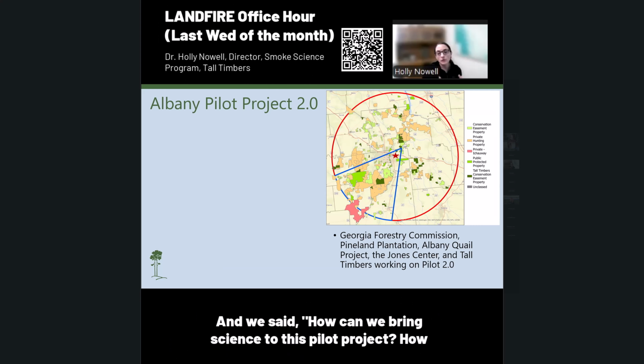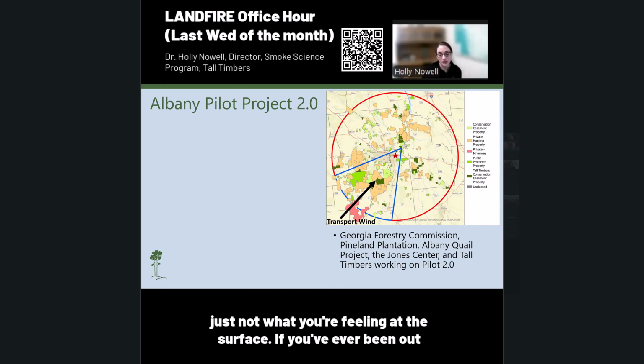We said, how can we bring science to this pilot project? How can we use smoke weather, because there's certain weather conditions that are more ideal to burn under than others? How can we use that to our advantage? And so we came up with basing everything pretty much on the transport wind. The transport wind, if you're not familiar with it, is what moves the smoke. It's not what you're feeling at the surface.